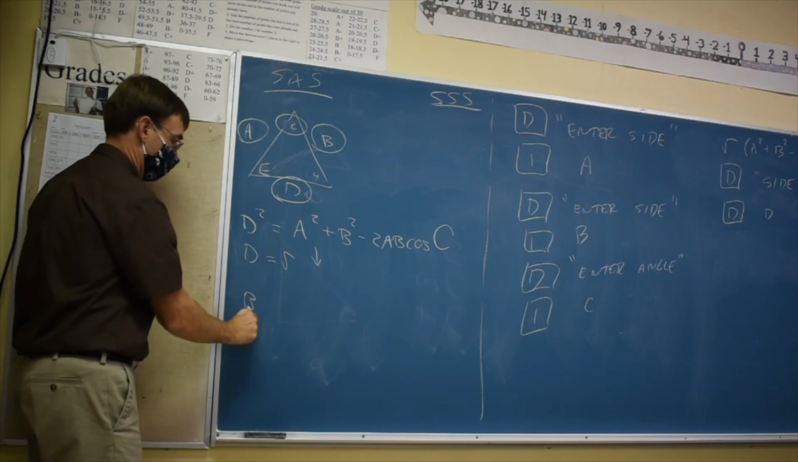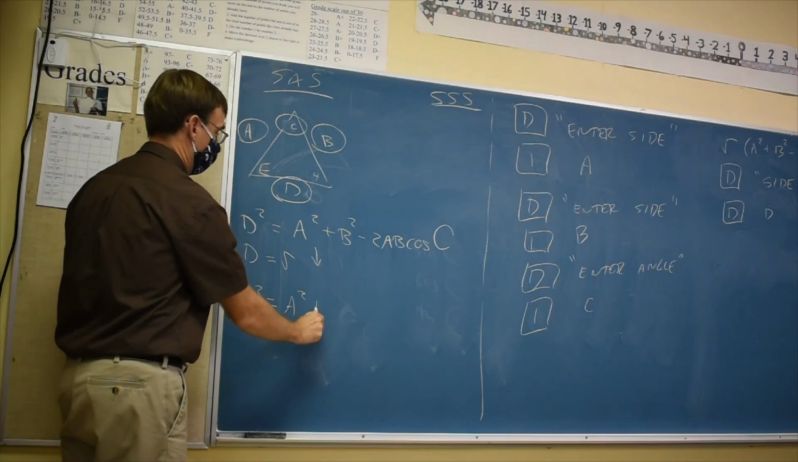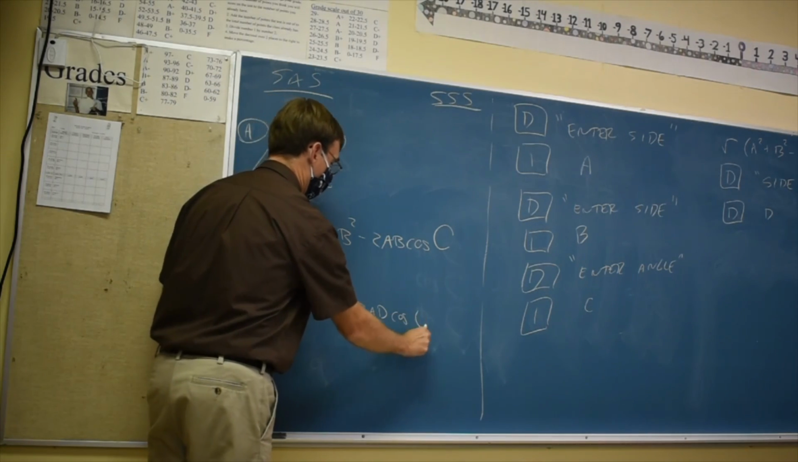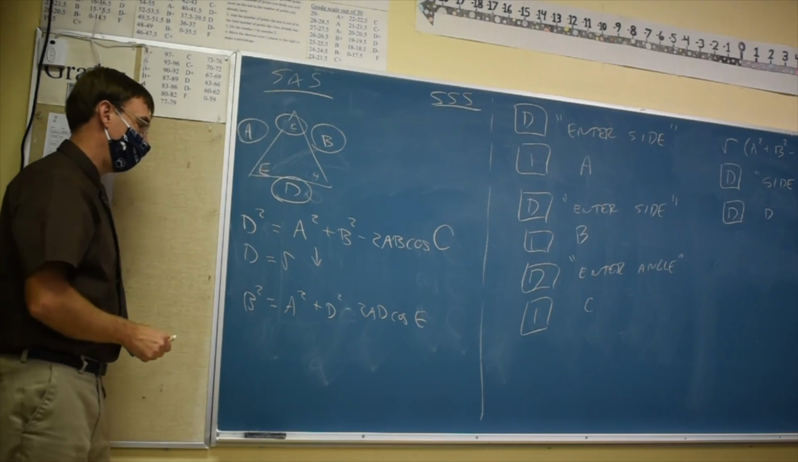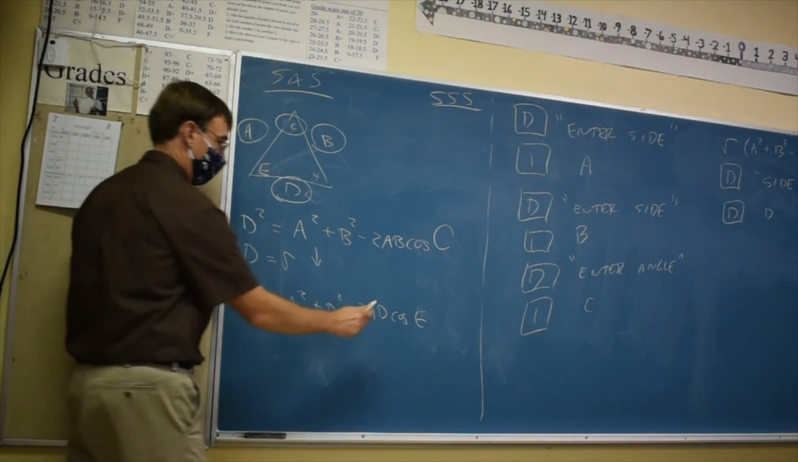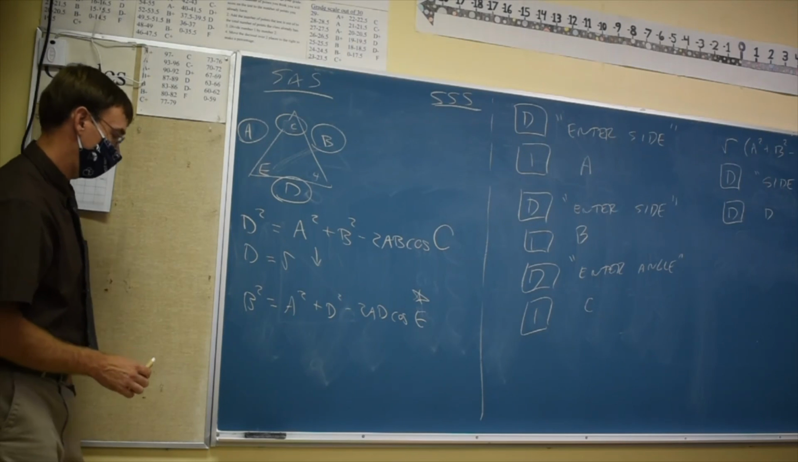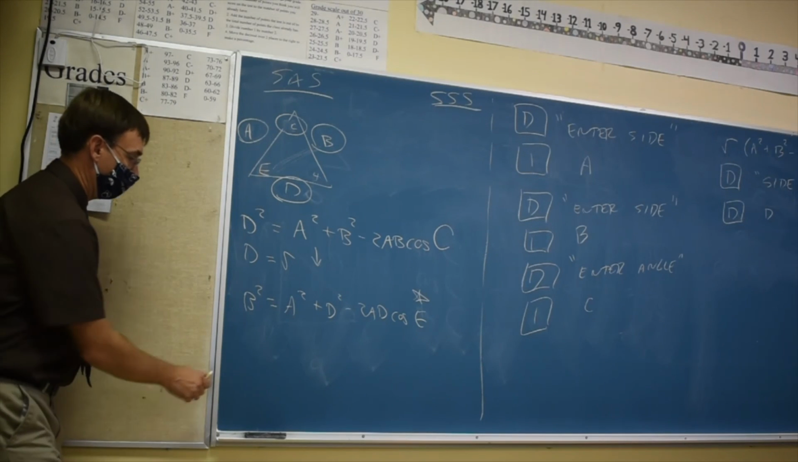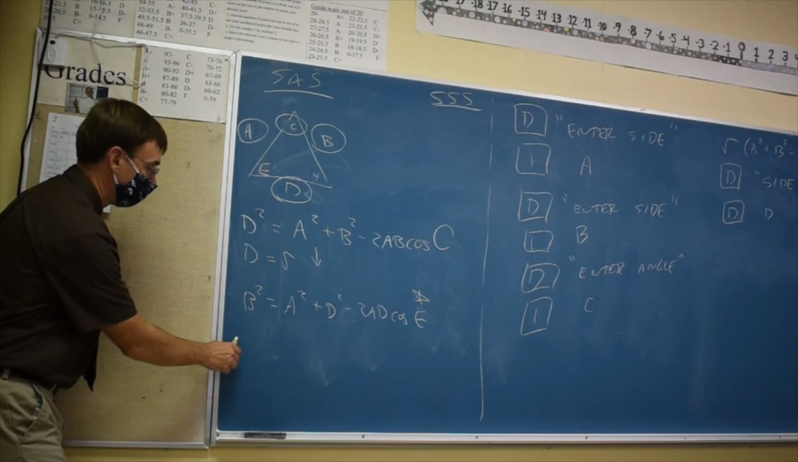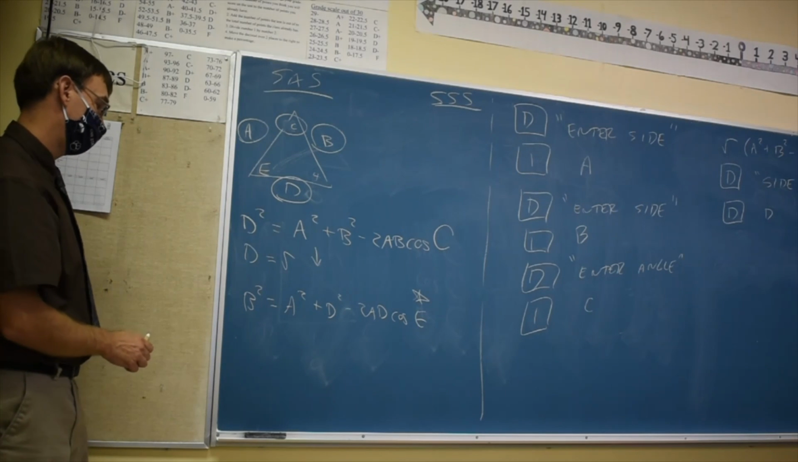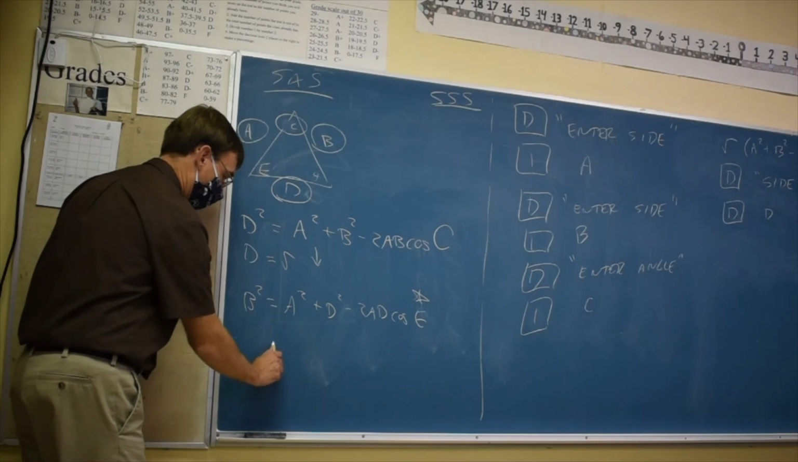E squared equals A squared plus D squared minus 2AD cosine E. Which one is the one that we're after? E. We're trying to solve that for E. How would we try to solve that for E? End up doing inverse cosine. Eventually, but not yet. Get A and D on the left side. Okay, so what would that look like?